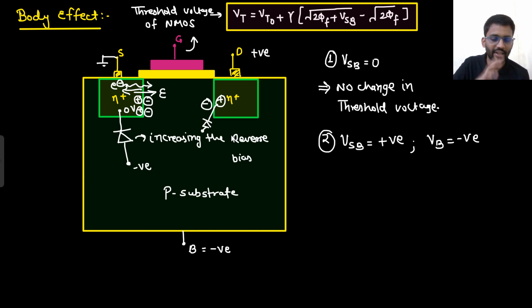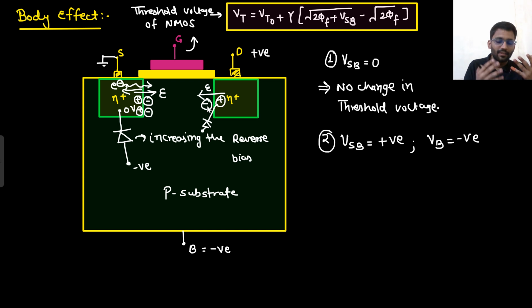This I have already explained in MOS physics. So this electric field will be in this direction. So the reverse bias at the drain side is also getting increased. So high electric field, that means that will attract the electrons very fast, and the current should increase. That means the Vt value should decrease. This is what you can think.